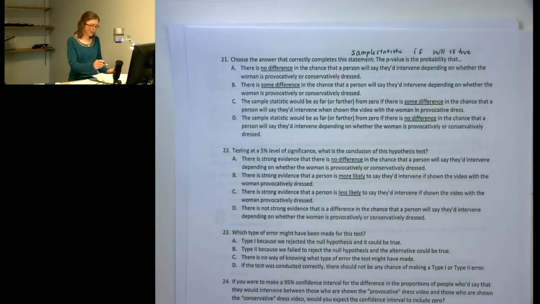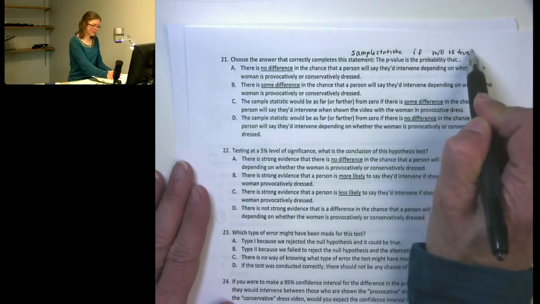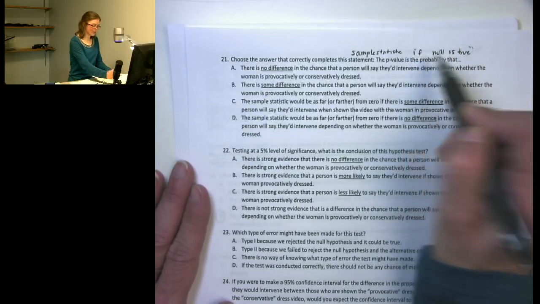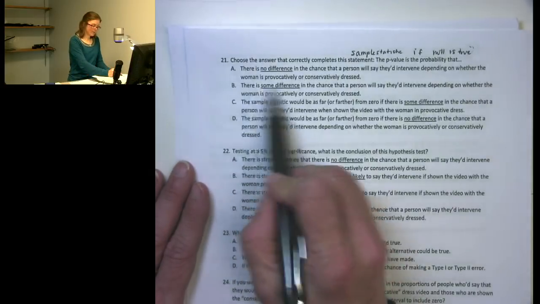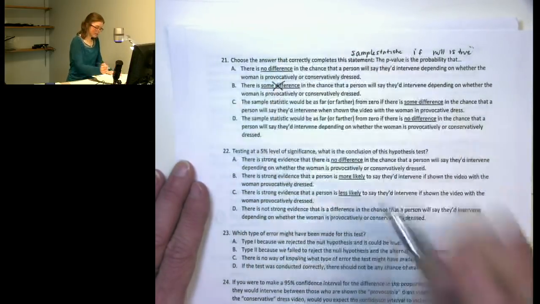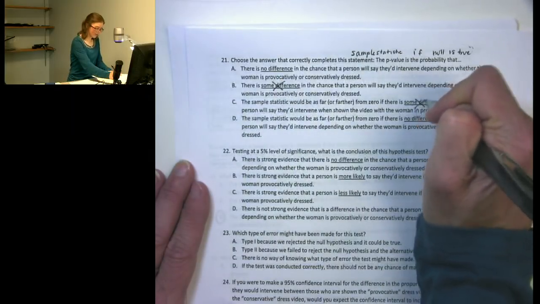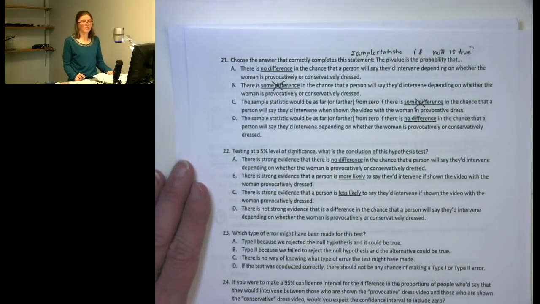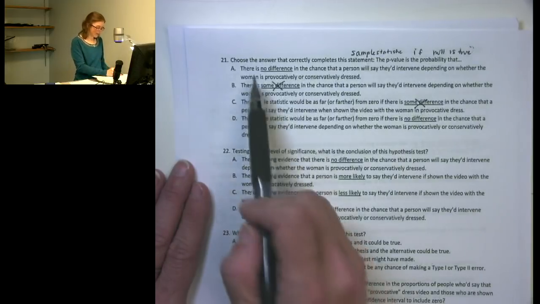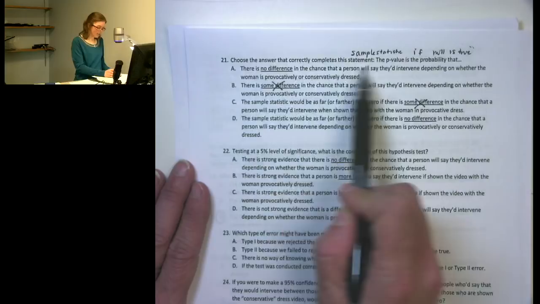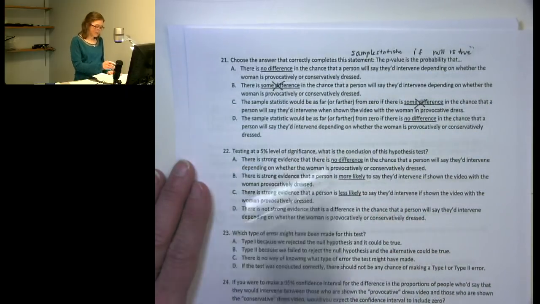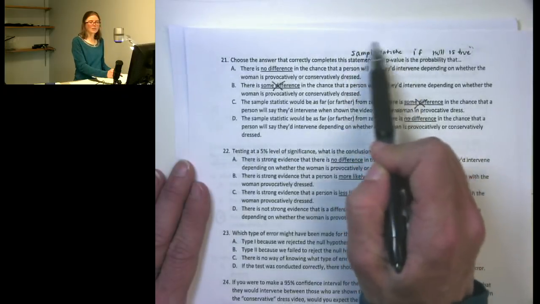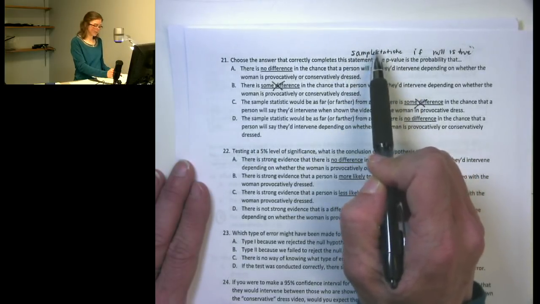Right, so first of all, I'm only looking for things that are consistent with talking about the null hypothesis being true. The null hypothesis was that there was no difference. So anything that's talking about some difference is talking about the alternative, not the null, so those are out right away. So now I've got two possibilities. I've got there is no difference in the chance a person will say they'd intervene, which is the null hypothesis, but it doesn't mention the sample statistic at all. Right?